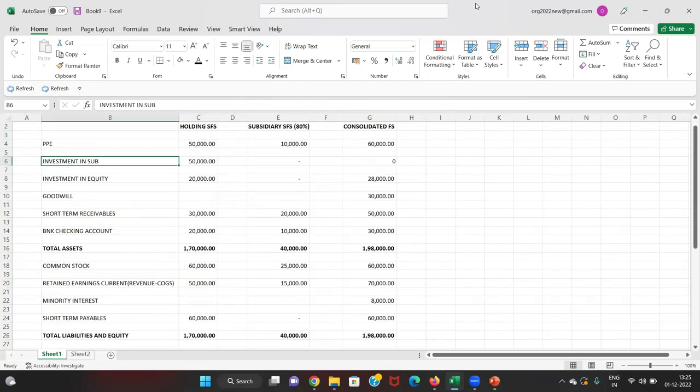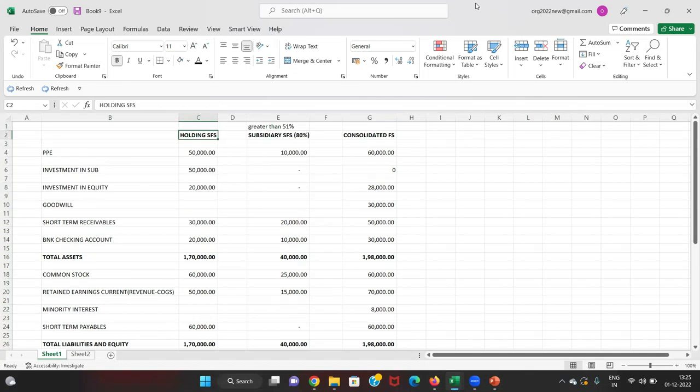Now, if we see, we have an investment of 50,000 in the subsidiary, and in equity we have given the investment amount as 20,000 for the investment in associate. We can also call it an investment in equity companies. That will get accumulated over a period of time with our share of profits earned by the associate, and so on.